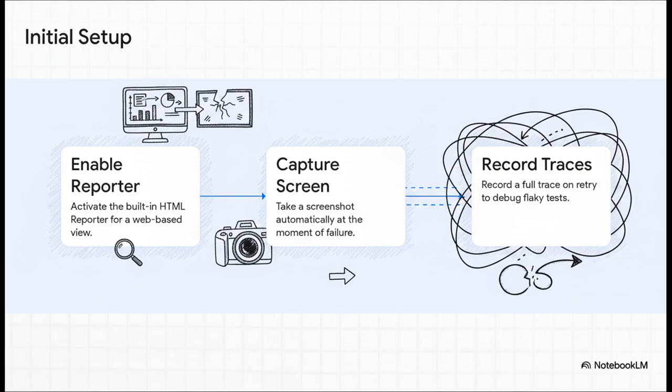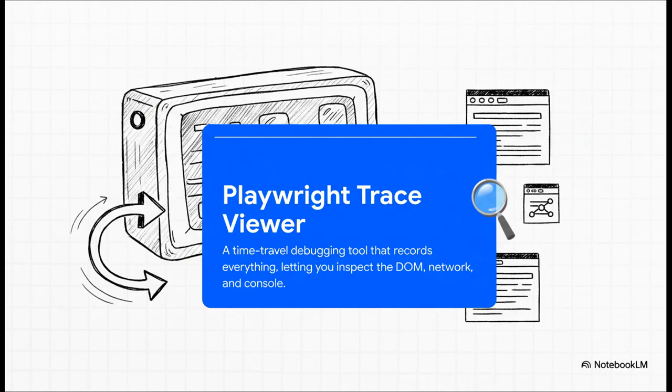First, the HTML reporter for a nice web-based view. Second, screenshots on failure, so you can see the very last thing the test saw. And third, traces, which are a total game changer for debugging those flaky tests that only seem to fail on a retry.